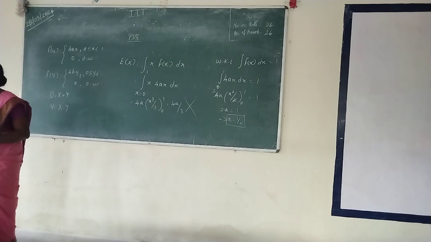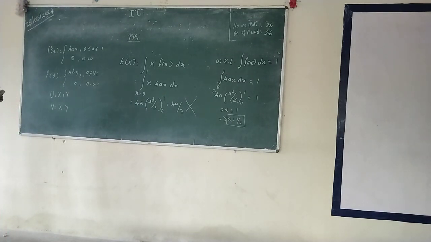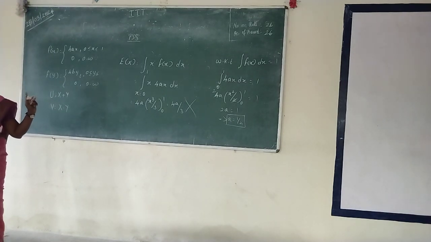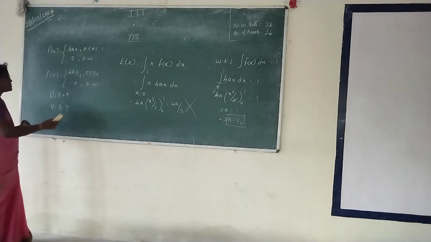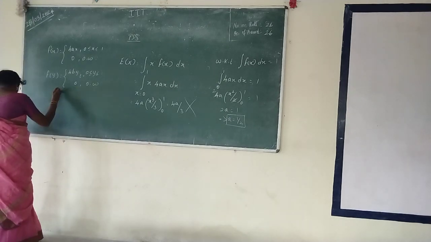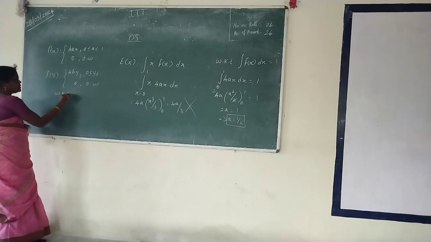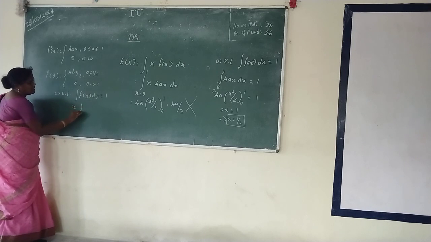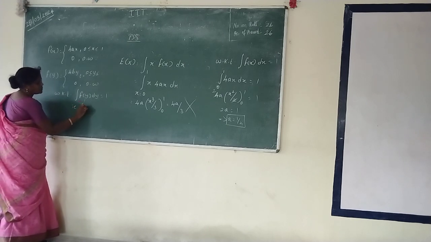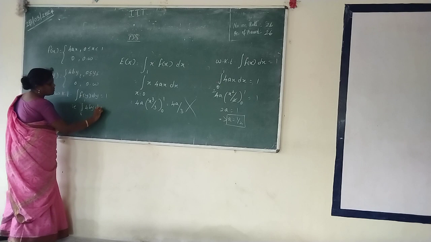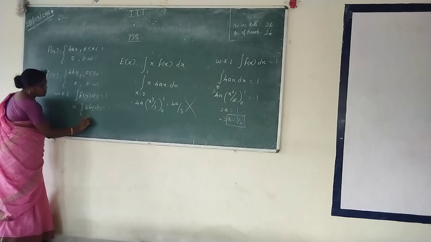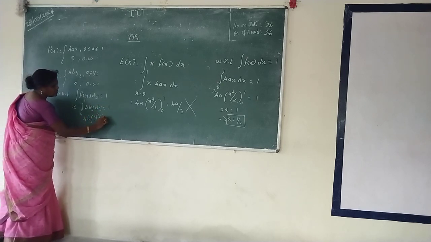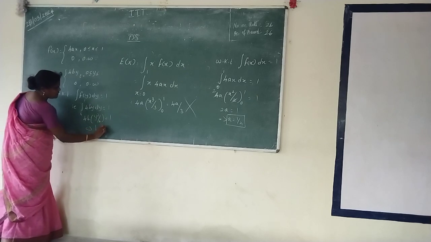Similarly, what will be b? 1 by 2. It is a similar function. That is 4ax; here it is 4by. Where the limit values are also the same, or not? Yes. So we will get b also to be 1 by 2. So right, we know that integral of f of y dy is equal to 1. Integral 0 to 1, 4by dy equal to 1. So 4b into y square by 2 equal to 1. That implies b equal to 1 by 2.